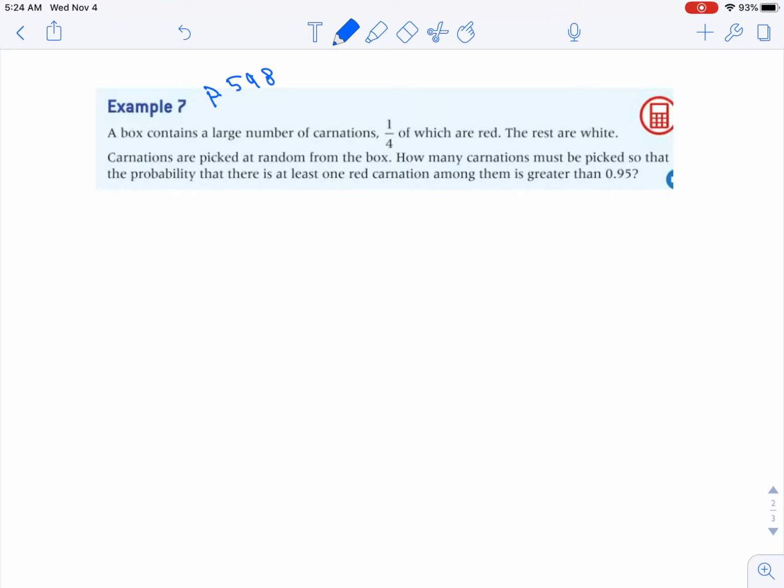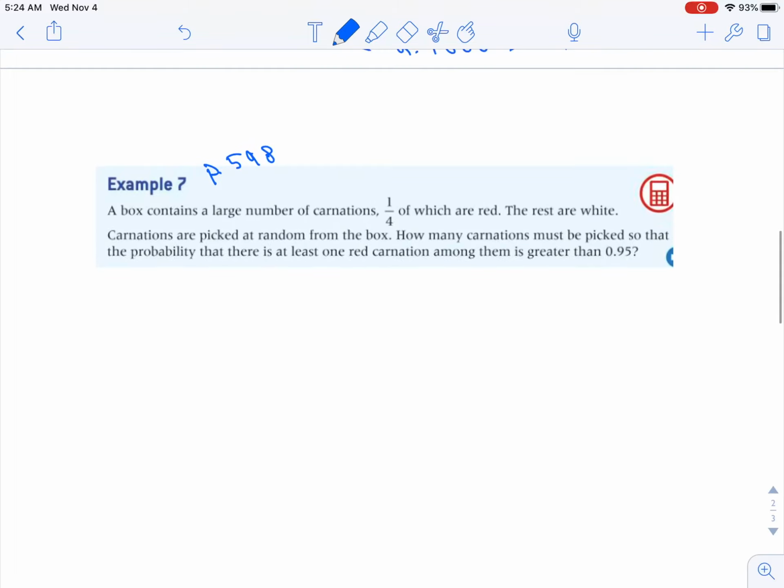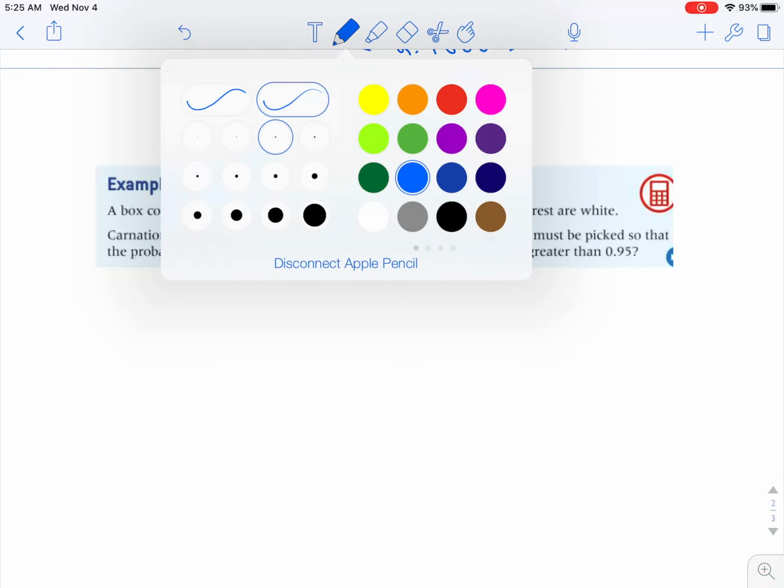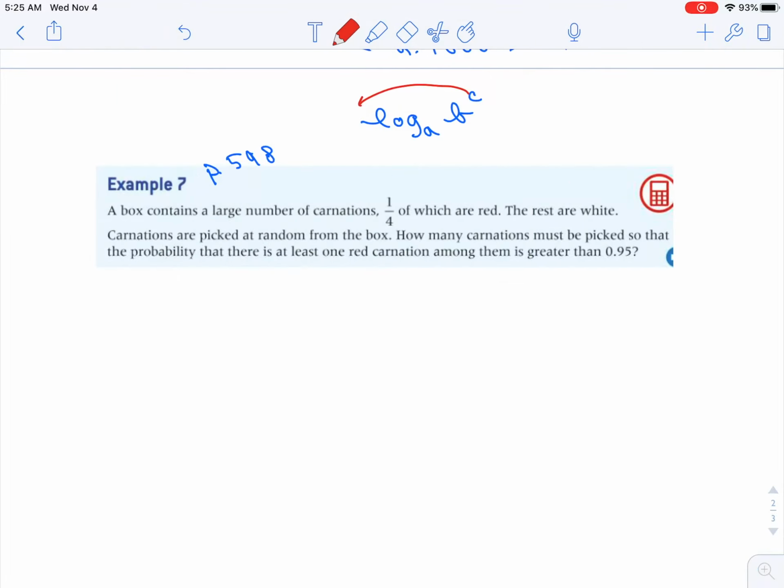So I just want to remind you, before we get into this problem, of the rule of logarithms that's going to be coming up. Remember that if we have the log, and it can be log of any base, of say b to the c power, the rule says that you can bring this c out in front. So I can do c times log base a of b. And like I said, this rule applies no matter what base logarithm you use.